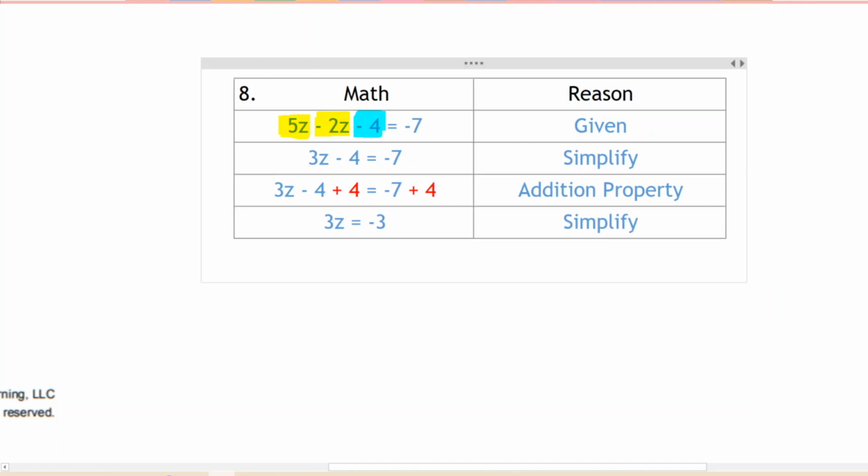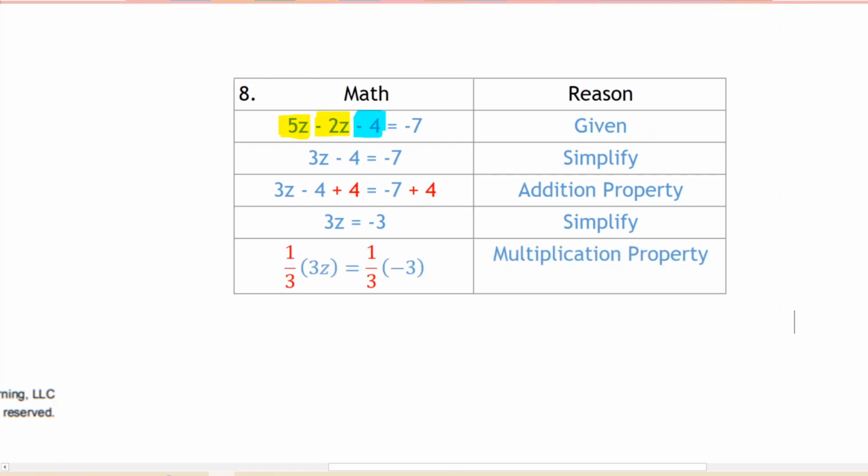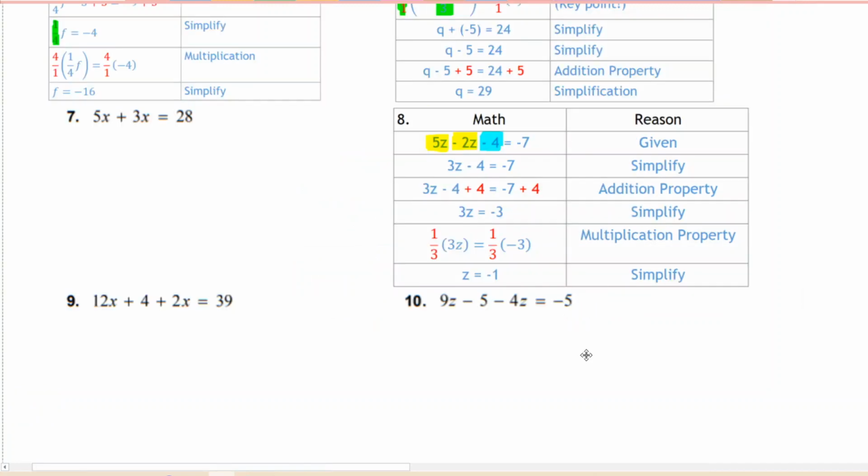And then we'll divide by 3, the coefficient. And that gets me to z equals -1. Putting that in its place, again, number 7, number 9, and number 10, you're going to do in pretty much the exact same way as you did number 8.